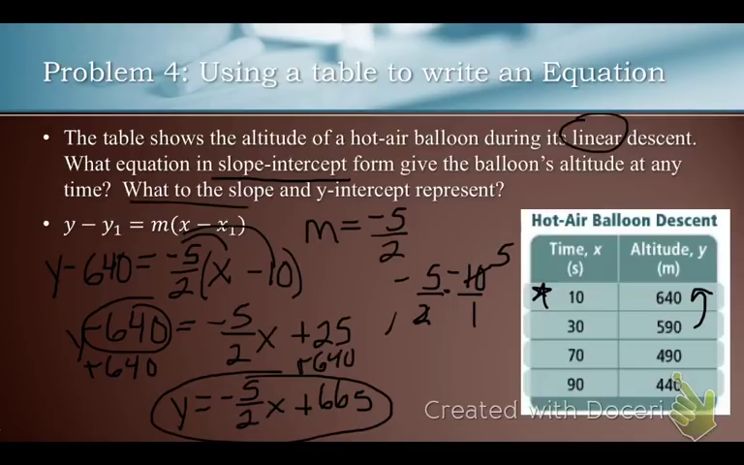The second part of my question does ask me, what do the slope, sorry for the typo, slope and y-intercept represent? The slope represents how far it is descending each second, so 5/2 or 2.5 meters here per second. And then the 665 represents the altitude that we started at. So when we started measuring and started looking at the descent, or it coming back down, it was at 665, and then as it comes down here, we have a chart to represent the rest.